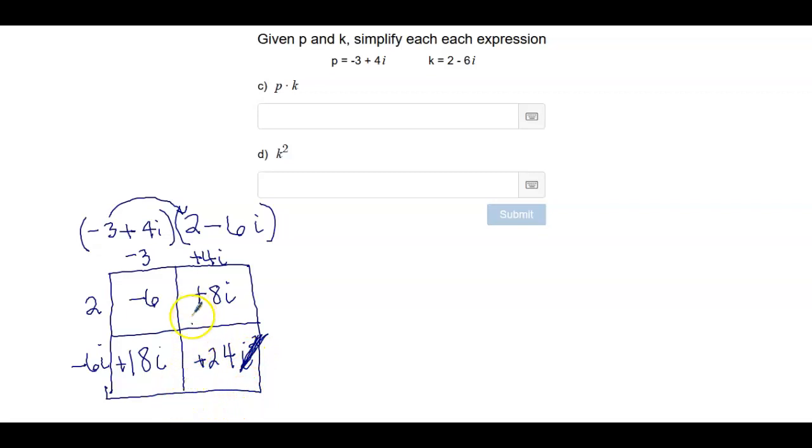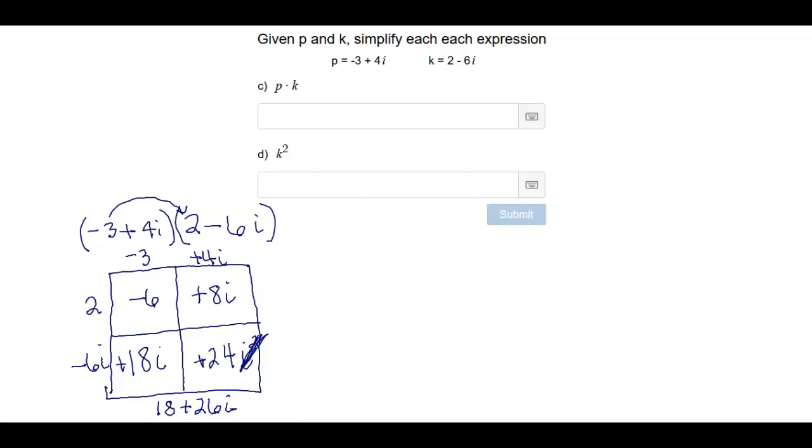And the last step is basically combine your like terms. So add your real portions together, which would give us 18. And add your imaginary portions together, which would give us 26i.